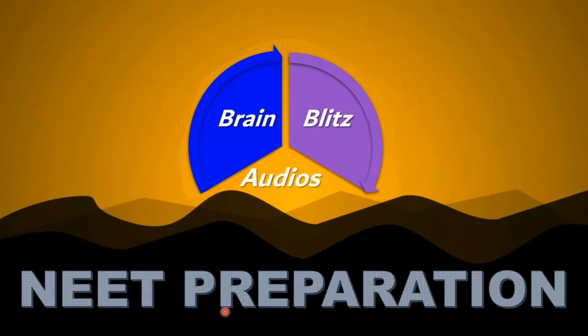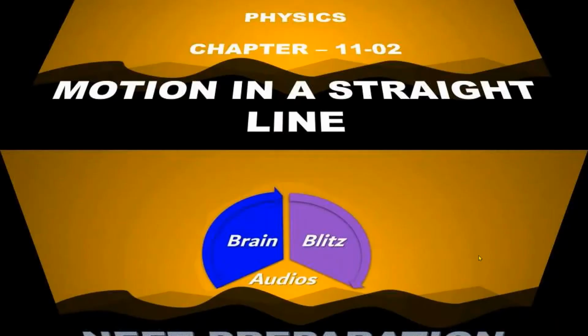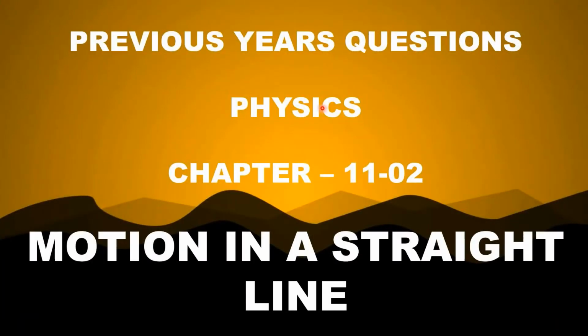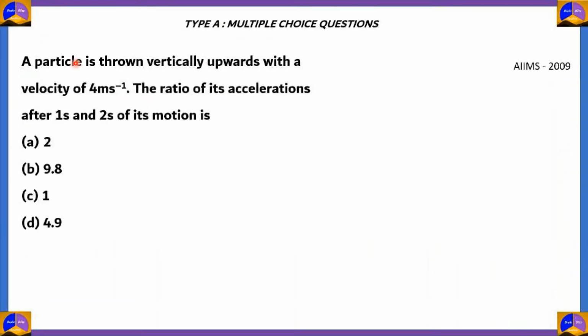In today's episode of NEET Preparation, we'll be looking at previous year questions of physics in medical entrance examinations in India. Today we'll be dealing with the second chapter in the grade 11 syllabus of physics in CBSE, and the chapter that we'll be dealing with is motion in a straight line. Let's look at the first question of this episode.